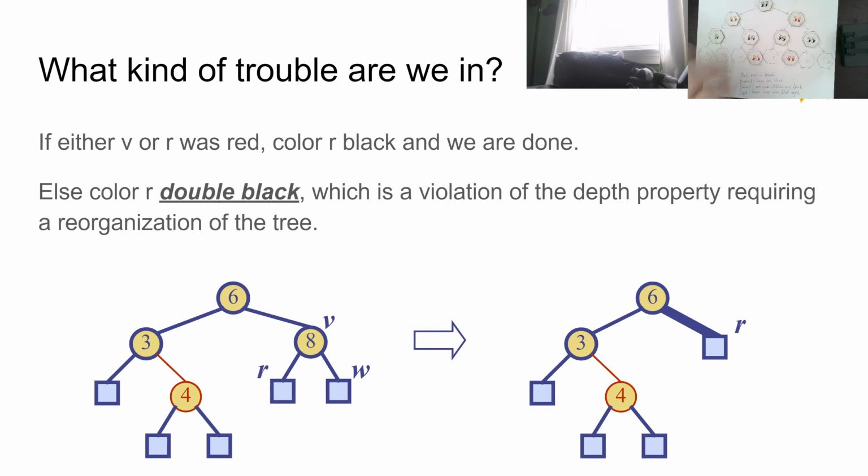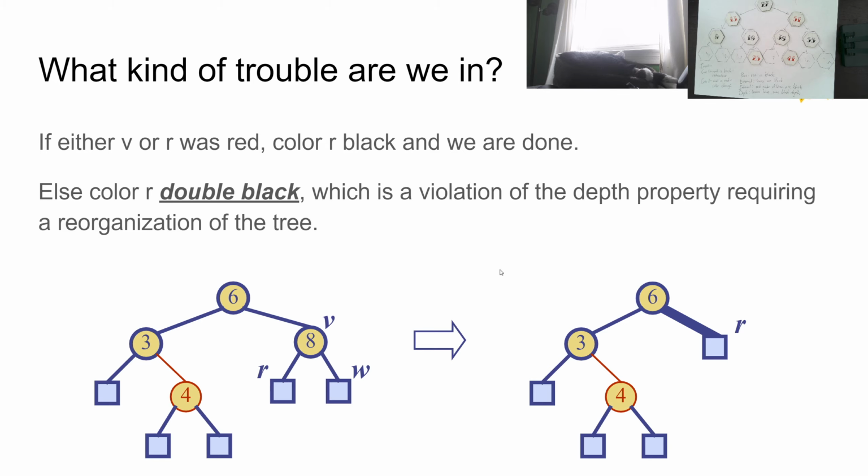We want to keep our accounting straight. These red nodes are cheat days. So if I delete a black node, what I can do is have a red node absorb that black height so that we stay in red-black tree country. So that is the safety of having either V or R be a red node. Otherwise, if V and R are both black, we have to color the node that sticks around double black, which is a violation of the depth property.